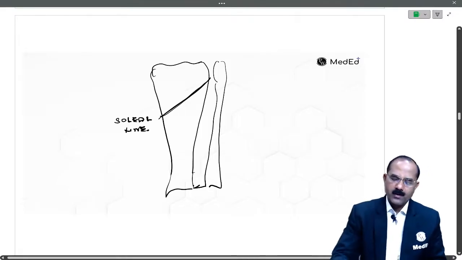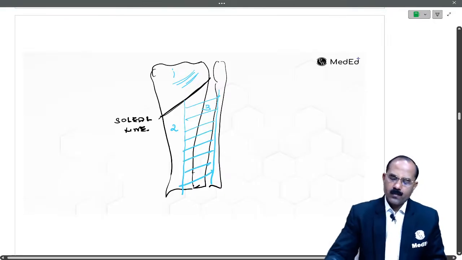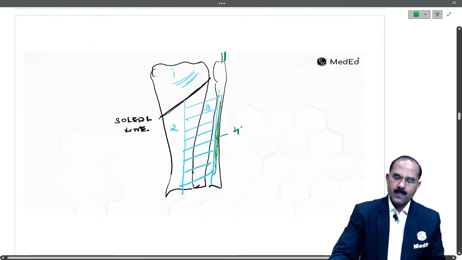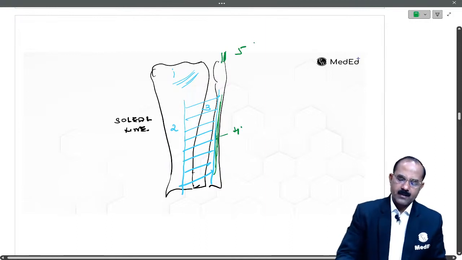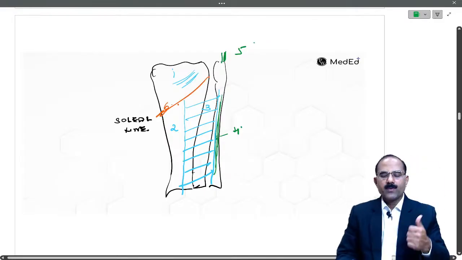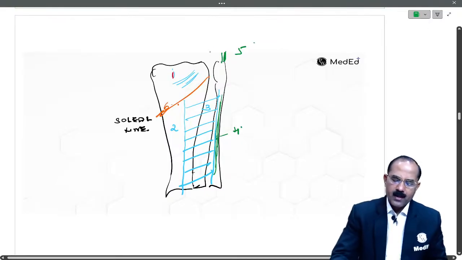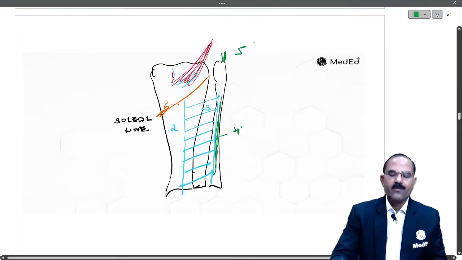Tell me what is this muscle number 1, which is here? What is this number 2? What is this number 3? What is this number 4 muscle here? Number 5. And this is the soleal line, number 6. Soleal line gives attachment to the soleus. What is number 1? Can anyone tell me what is number 1 here? Number 1 is a muscle which begins from the femur.